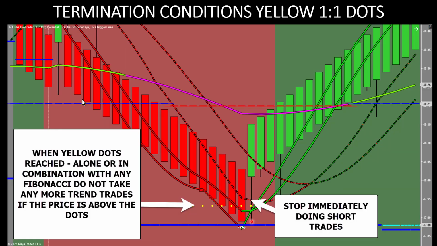Finally, you will notice at the low marked by a blue Fibonacci support, there are also yellow 1-to-1 dots present. When the market trades to and above the yellow dots, no more short trades may be initiated. Remember, it is important that you are always monitoring your trigger line location relative to the termination conditions at yellow 1-to-1 dots, or any Fibonacci areas.